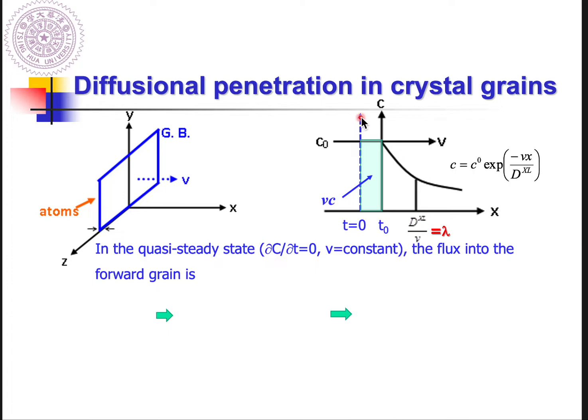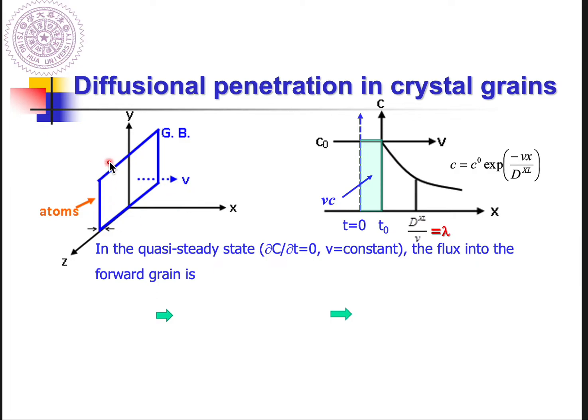The coordinate will be located here. But after diffusion happens, for example after time t0, you can observe the boundary moves right along with velocity v. So the coordinate moves to here, right? And in the meantime, the diffusing atoms at the grain boundary diffuse into the grain. So this is grain 2, right? Grain 1 and grain 2. So in this case two things happen.